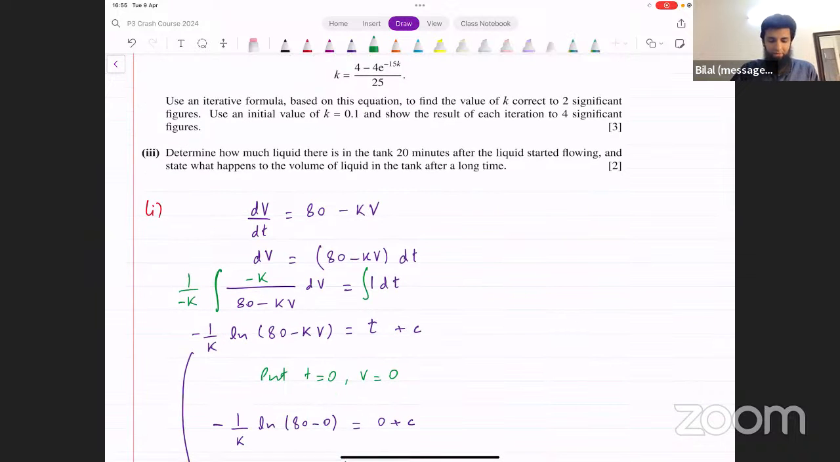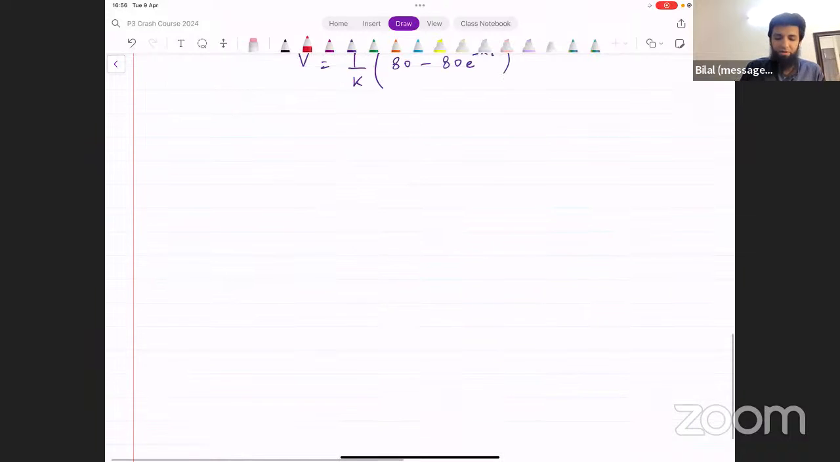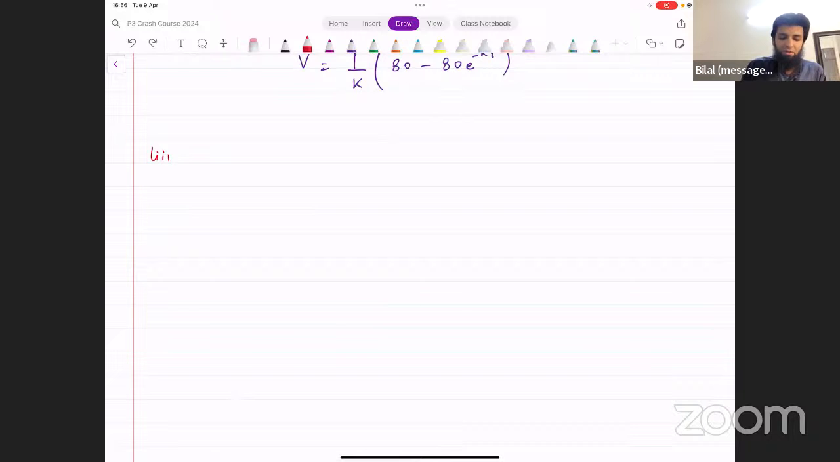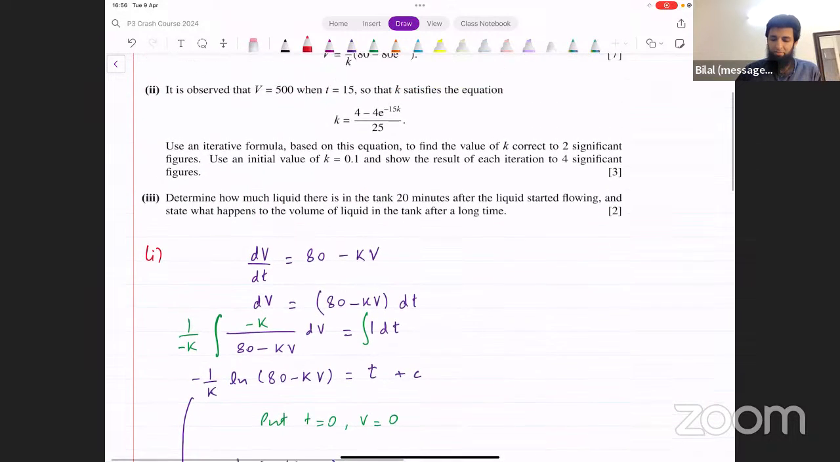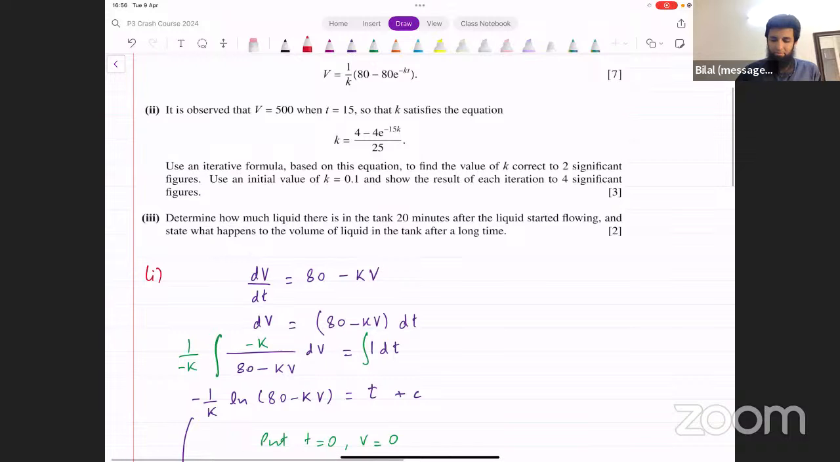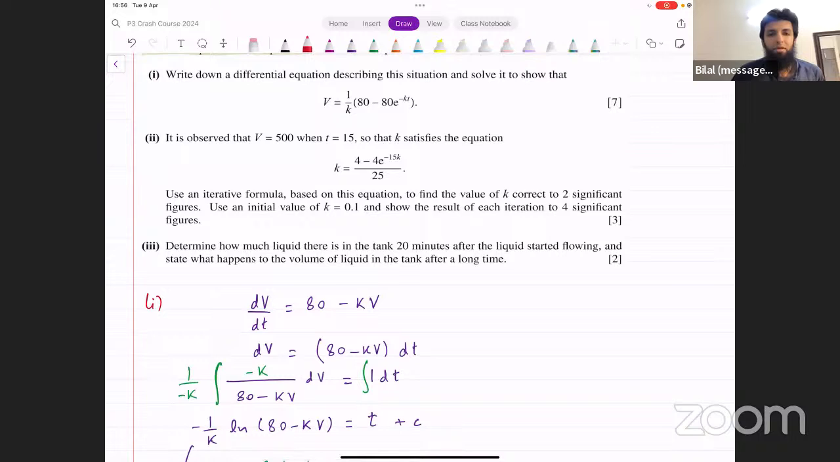Let's look at the third part for now. Determine how much liquid there is in the tank 20 minutes after the liquid starts flowing, and state what happens to the volume of liquid in the tank after a long time. Okay, let's look at the third part because that is related to differential equations. Now, for that, we would need the value of k from the second part. I'm not going to tell you what the value of k is from the second part. What's the value of k from the second part?